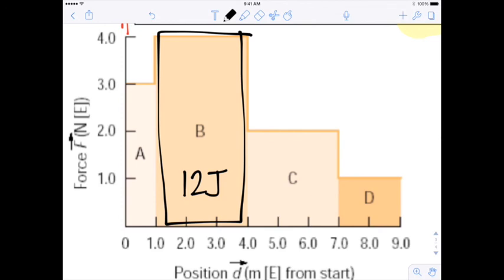So if you know the shape of the area underneath the curve, you can find the work done from a force versus displacement graph. Please try the homework questions to test your knowledge.